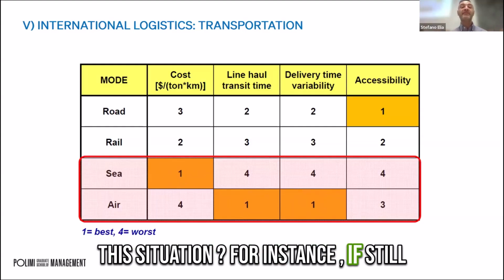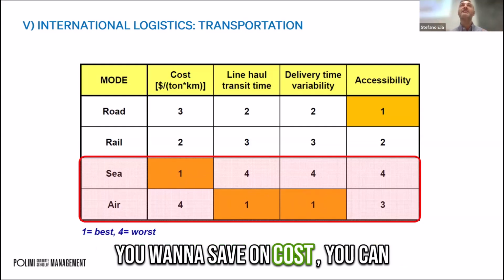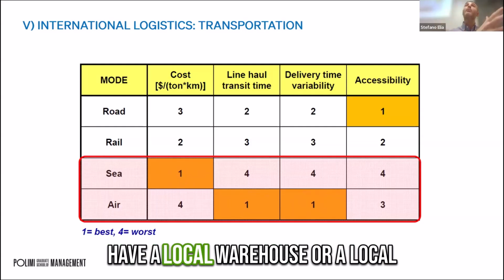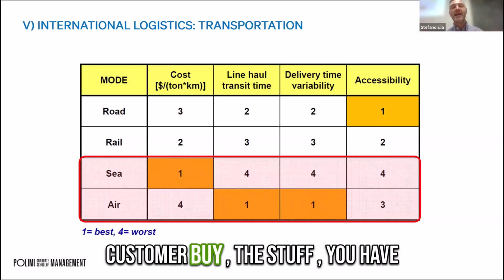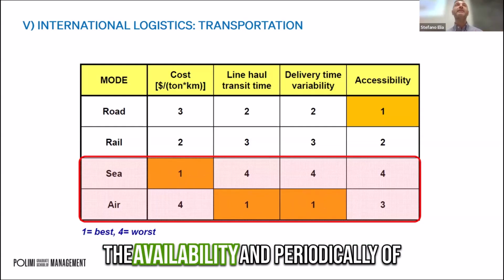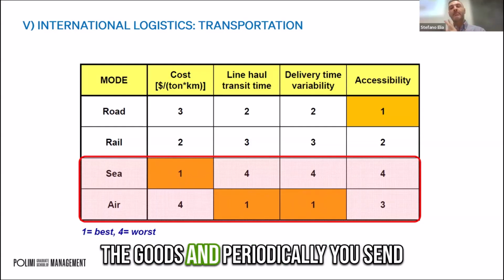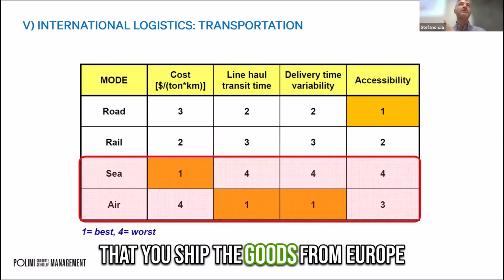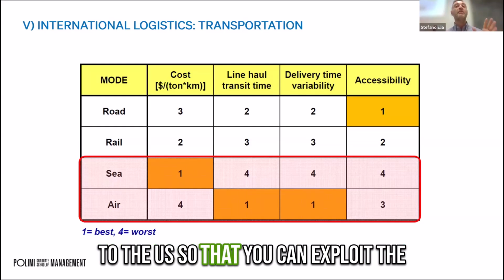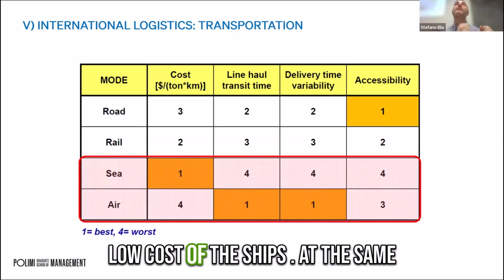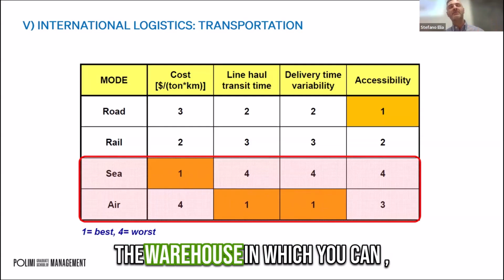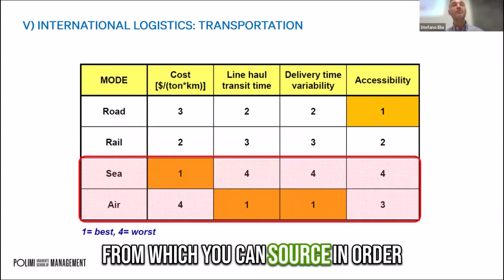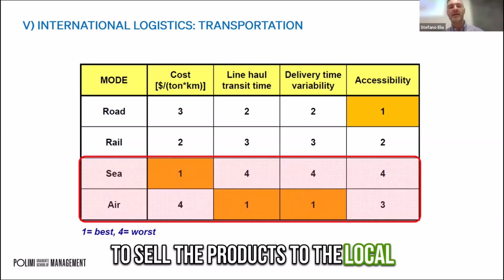For instance, if you still want to save on cost, you can have a local warehouse or a local shop in the US so that whenever the customer buys the stuff, you have the availability of the goods, and periodically you ship the goods from Europe to the US so that you can exploit the low cost of the ships. At the same time, you also have the stock, the warehouse from which you can source in order to sell the products to the local customer.